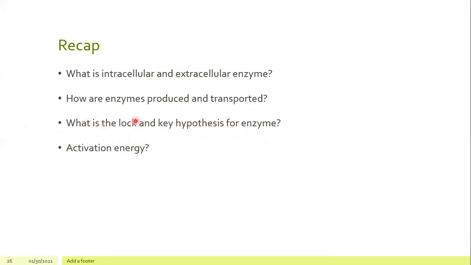So the lock resembles our enzyme, and the key resembles our substrate, okay? And they will form a substrate enzyme complex. And then after the reaction is finished, a product will form and the enzyme will remain unchanged. And we also talked about what activation energy is, and that the function of the presence of enzyme is to lower the activation energy, so to speed up the whole process, for example, like cellular respiration in our cell.